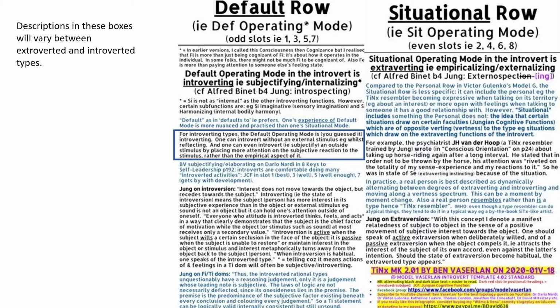So yeah, I thought this was a really nice way of describing introversion, where the subject places more attention to the subjective reaction to external stimulus than the external stimulus itself. So it's the idea of you see something, you have a subjective reaction to it that might differ to other people.